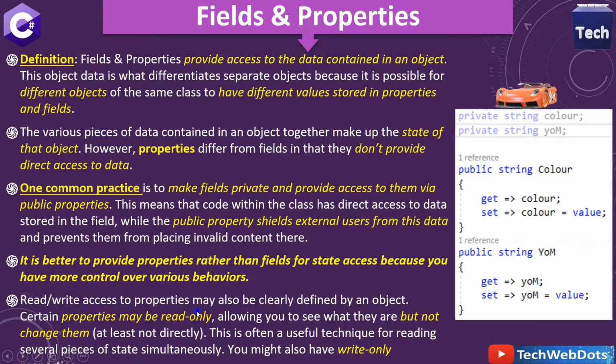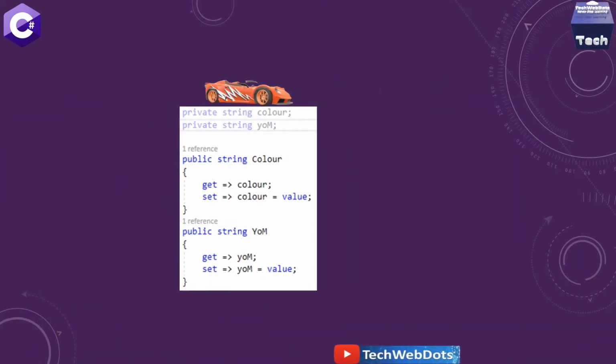So read-write access to properties may also be clearly defined by an object. It's up to you. Either you want to specify only a getter or a setter, or you want to specify both. When we specify a getter, it means it is a read-only property, and when we specify a setter, it means a read and write property. So certain properties may be read-only, allowing you to see what they are but not change them, at least not directly. You might also have a write-only property as well.